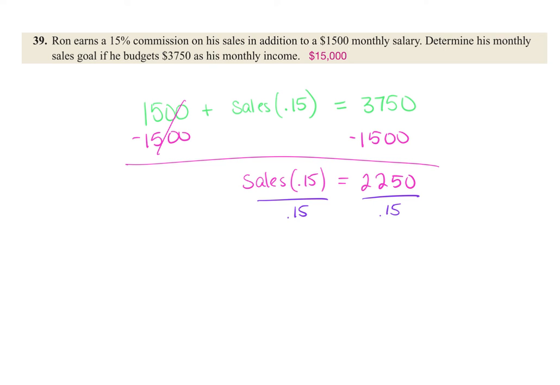If you take that divided by 0.15, he should be selling $15,000 in order to make that. And you can check it. 15,000 times 15% plus the amount that he's going to get, 1,500, should equal 3,750.